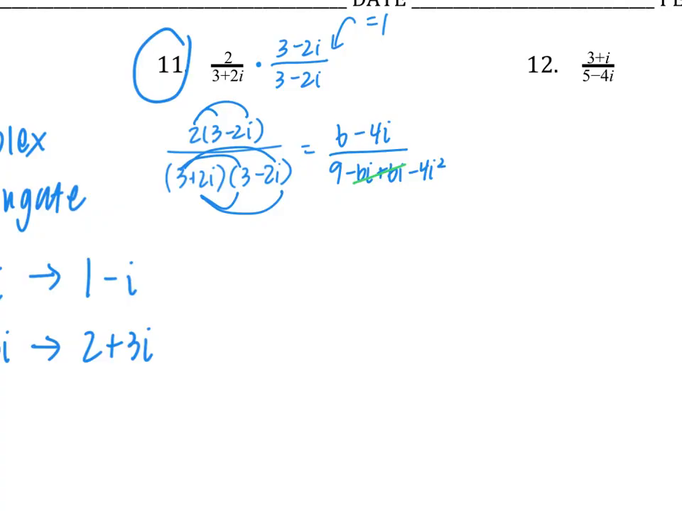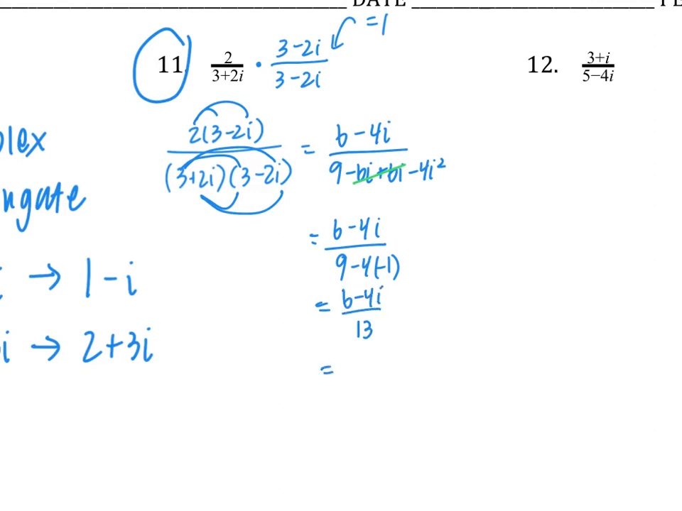Then I know that i squared is equal to negative 1, so I've got 6 minus 4i divided by 9 minus 4 times negative 1. Well, negative 4 times negative 1 would be positive 4, and 9 plus 4 is 13. And I'd have 6 minus 4i in my numerator.